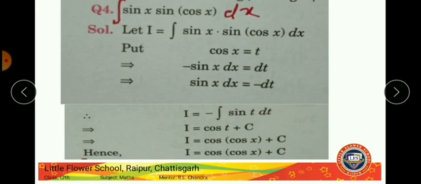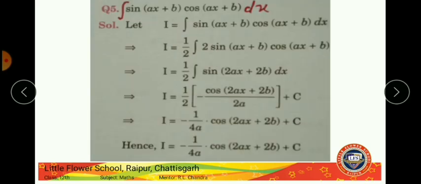We know that the integration of sin x is equal to minus cos x. That's why I is equal to minus of minus cos t, which becomes plus cos t plus c. Substituting the value of t, that is cos x, I is equal to cos of (cos x) plus c, where c is known as the constant of integration. Now refer to question number 5.